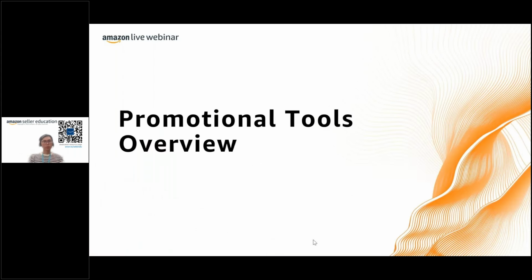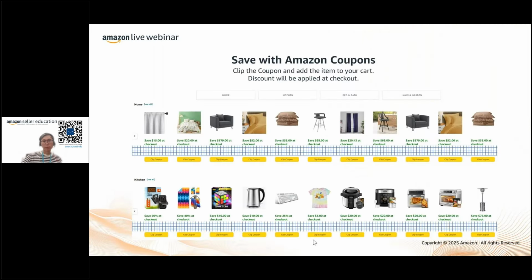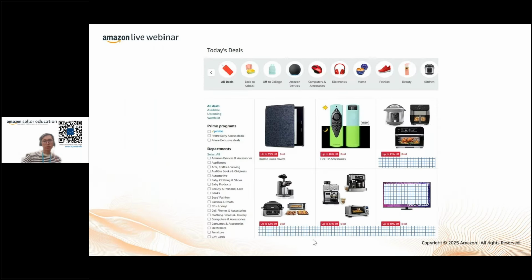I'll just go through quickly the promotional tools that you might often see. These are some of the screen grabs I got. This is the coupons page. There is a dedicated page for all the coupon promotions. And these are the deals. It's usually on your deals page. If you want to, after the session, you can go to Amazon.com and find these pages as well.